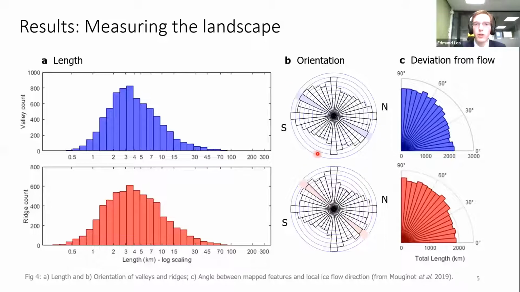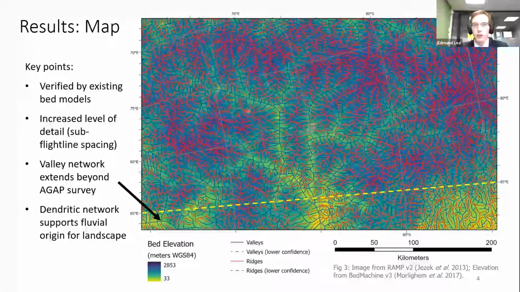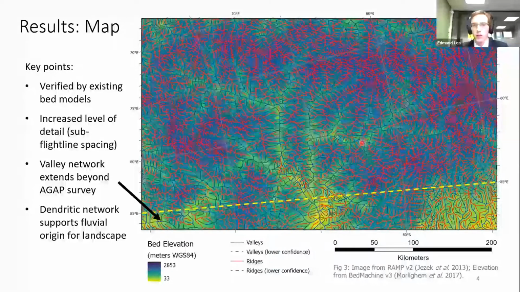We can also look at the valley and ridge orientation, and what we find is that there's a bias towards a particular orientation, running from top left to bottom right in our projection. That equates to roughly northeast to southwest in real terms, and that's probably quite heavily swayed by some of these very long valleys there.